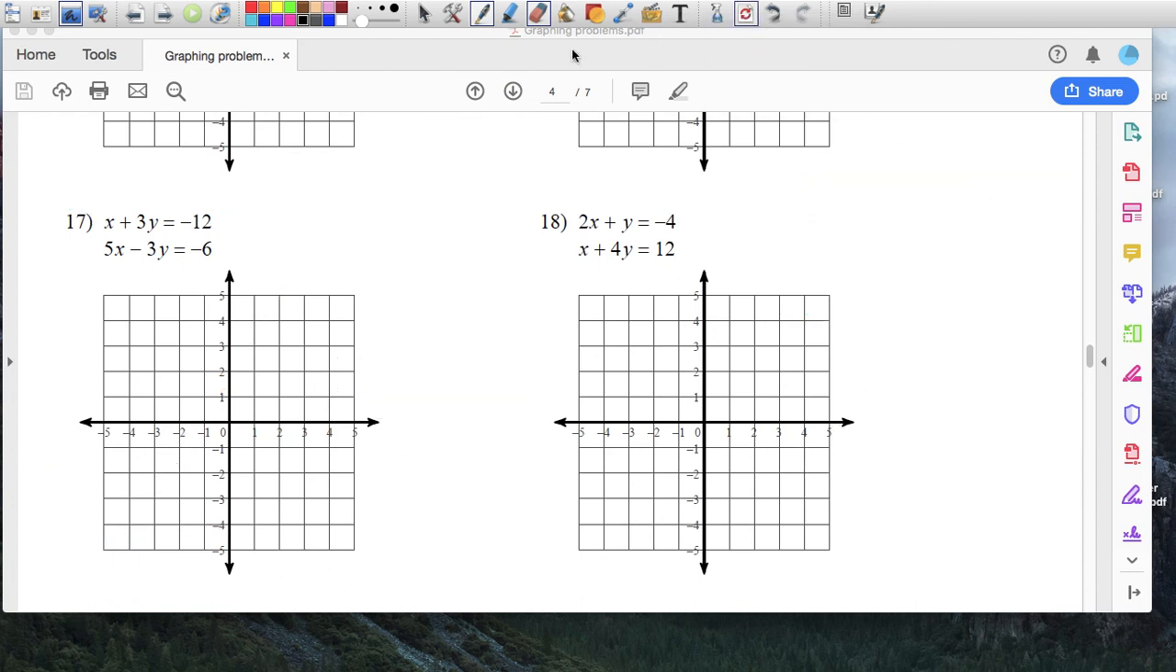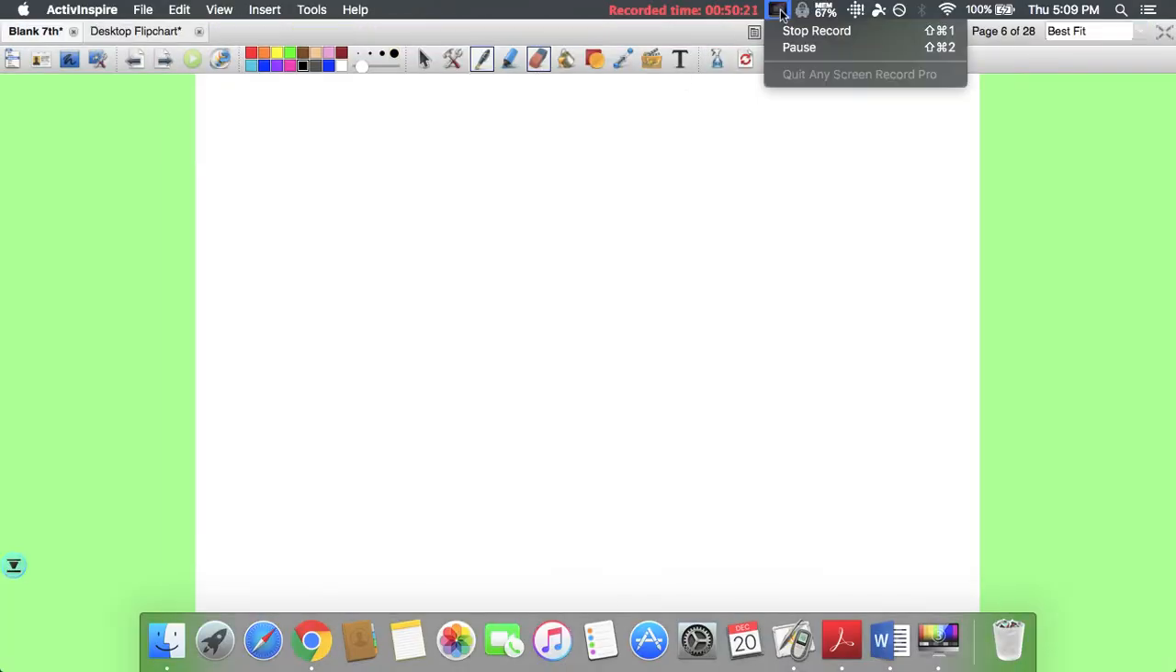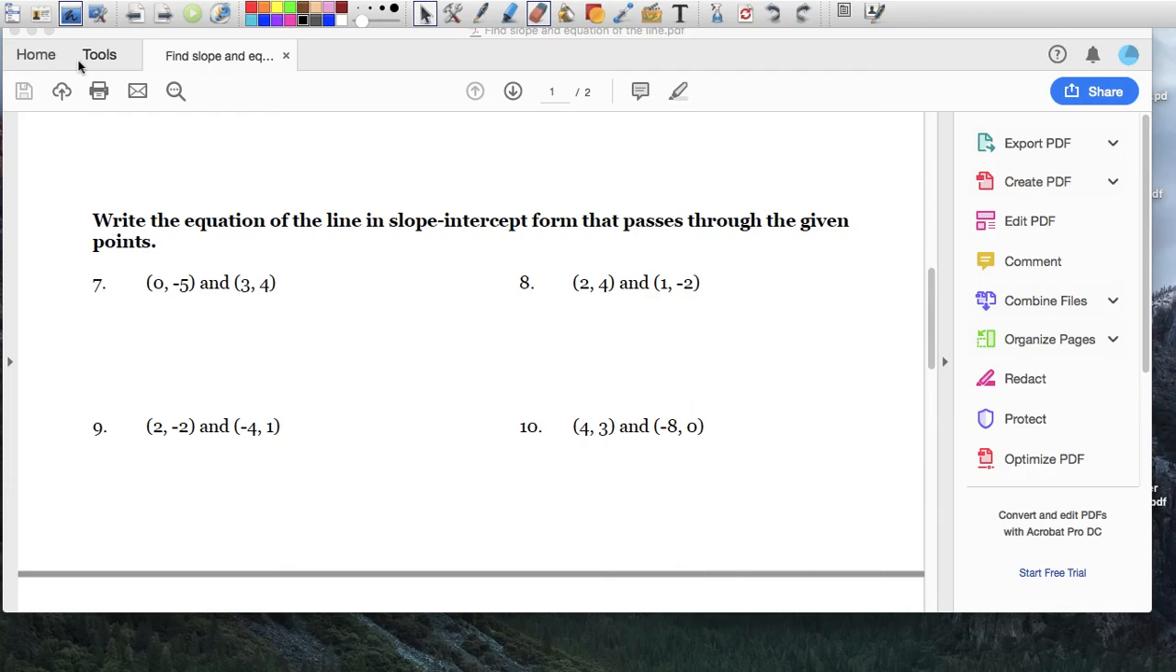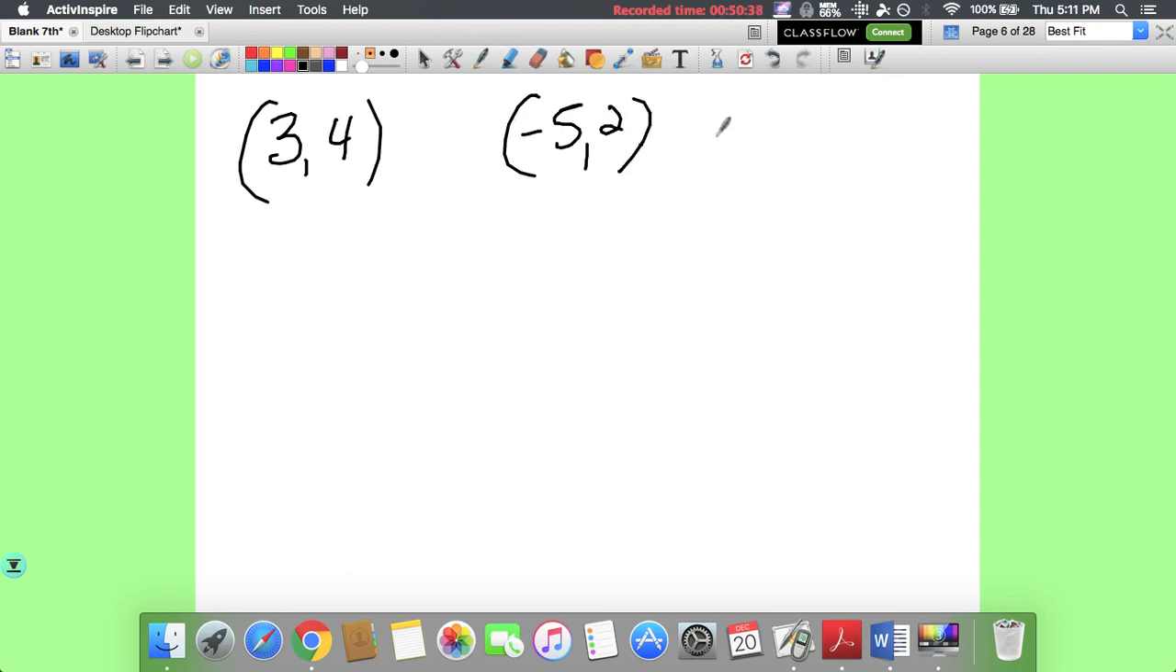And I think now there's one more thing, finding the equation of a line given 2 points. So let me find that first, and then I'll pause. Found it. So actually, I didn't even need to, so I won't even use it. So here are 2 points, and I'm making these 2 points up: (3, 4) and (-5, 2).